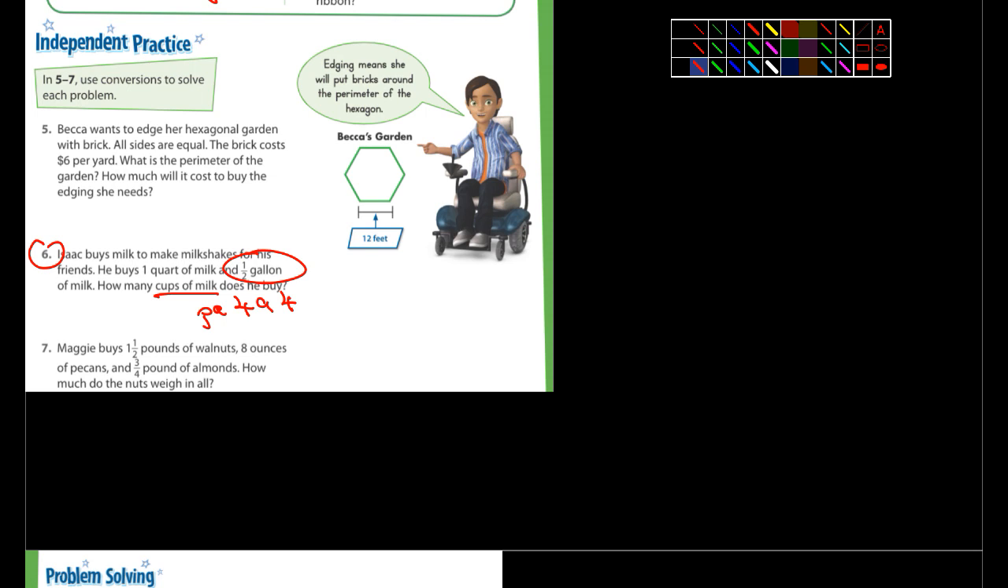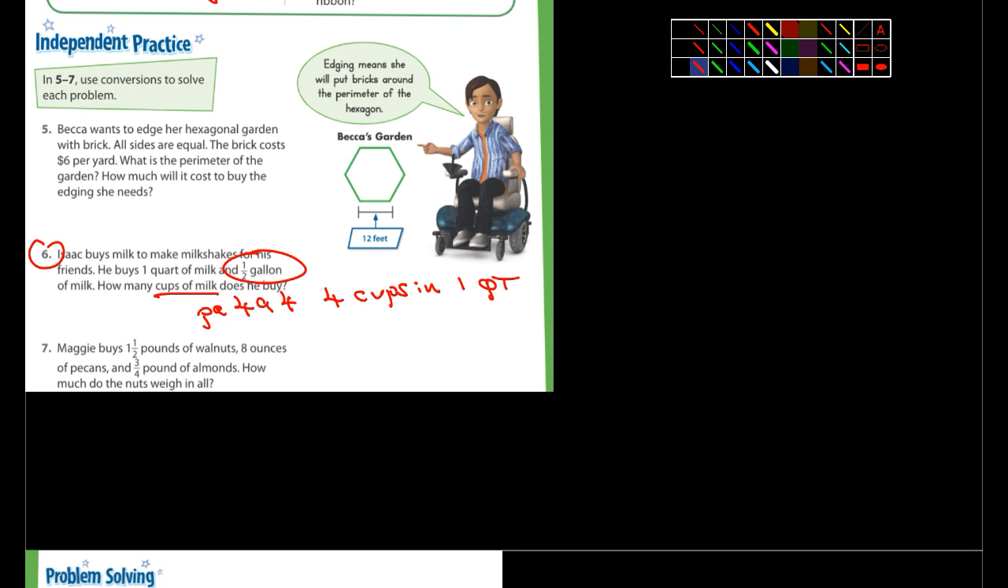Let's see here. 1 gallon is 4 quarts. I told you that already. 1 quart is 2 pints, and 1 pint is 2 cups. So if there's 2 pints in a quart, there's going to be 4 cups in 1 quart. That should help you answer that question. Okay.